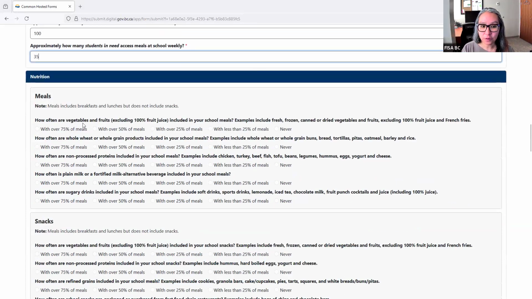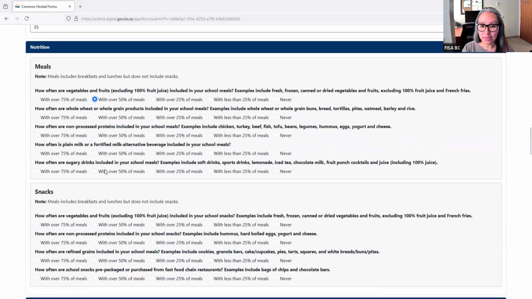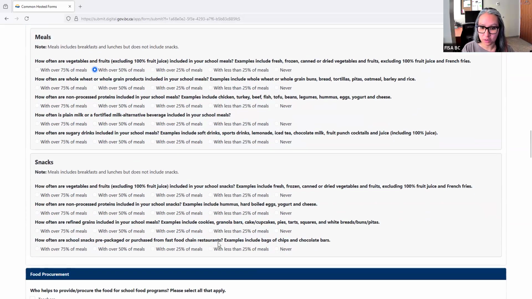So how often do you offer vegetables? Because we offer vegetables almost in all my snacks and all my meals, I'm gonna say yes with over 50%. The next one will be whole wheat and grain, and they will give you parts of examples. The same will be proteins. They also have examples. And then drinks, sugary drinks, and you also have examples. This is meals. The second part is very similar, but this is for snacks. So if you are not offering meals, just don't write anything here and move on into the snacks.